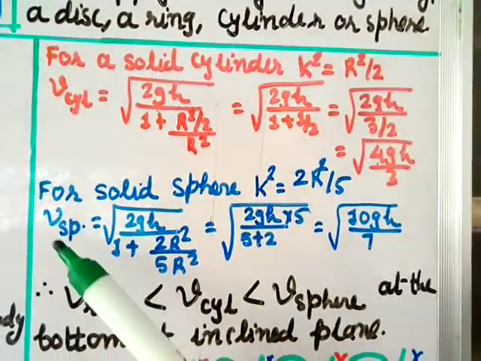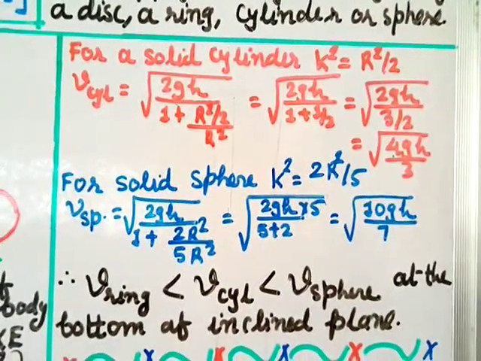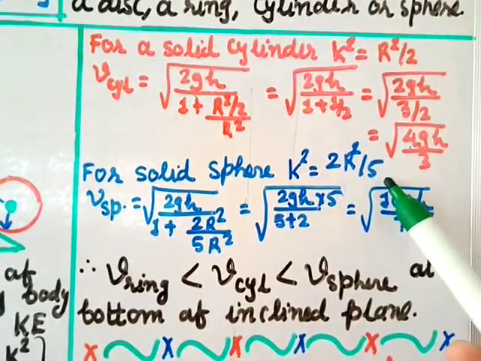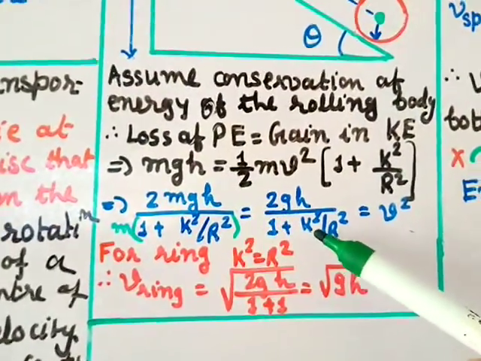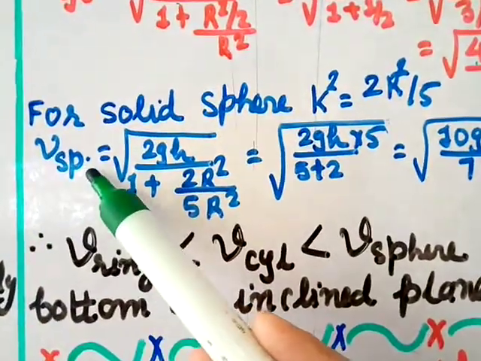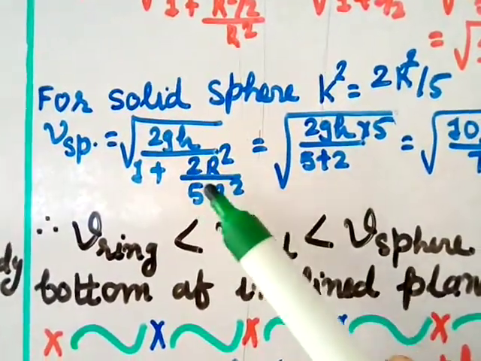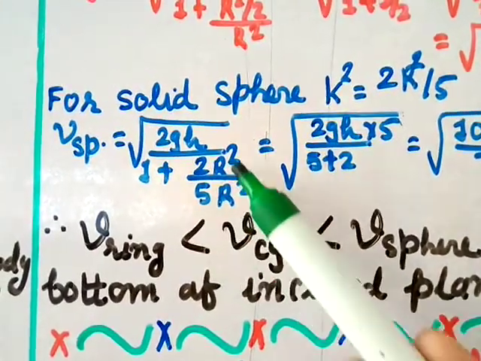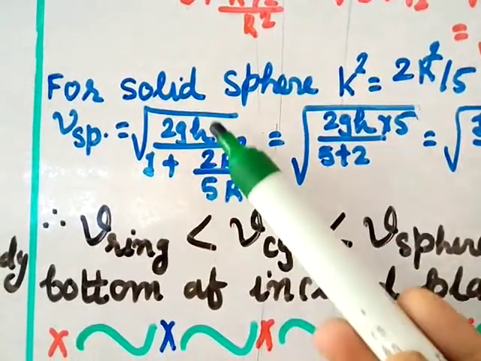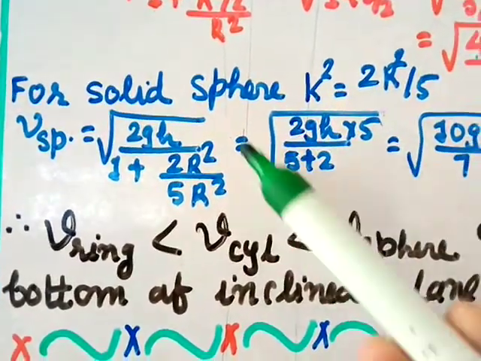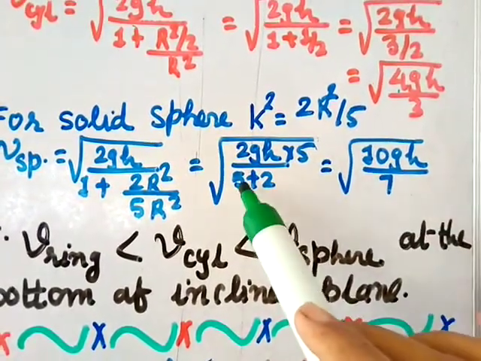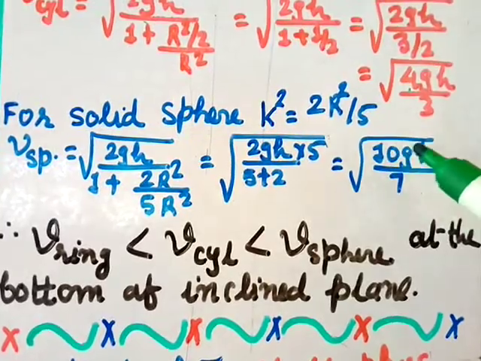Now next they have asked us the velocity for the solid sphere. For the solid sphere, k square is 2r square by 5. So instead of k square I'll put 2r square by 5. So V sphere equals the square root of 2gh divided by 1 plus 2r square by 5r square. R square cancels, take the LCM, 5 into 1 is 5 plus 2, and take this denominator up, so 2gh into 5, all under the square root. So 5 into 2 is 10gh, 5 plus 2 is 7, so the square root of 10gh by 7.